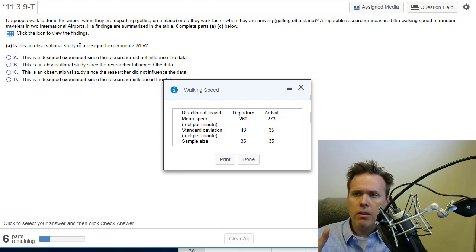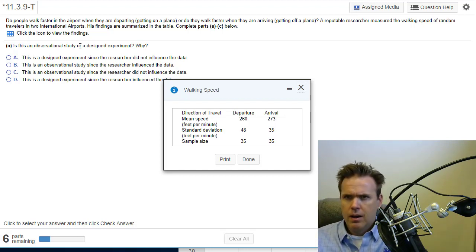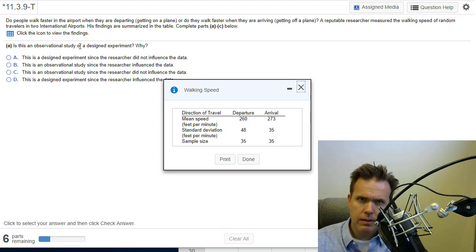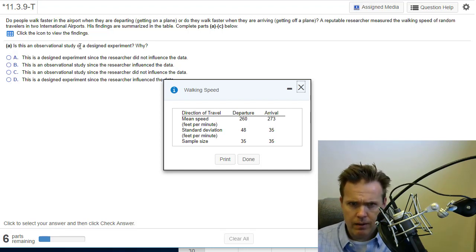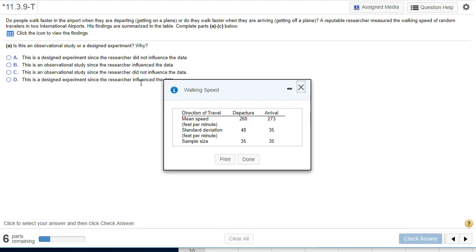So are they imposing some sort of variable on them? Are they just sort of watching what's happening? Are they imposing some sort of treatment? No, they're just sort of watching what's happening, right? So this is an observational study since the researcher did not influence the data.